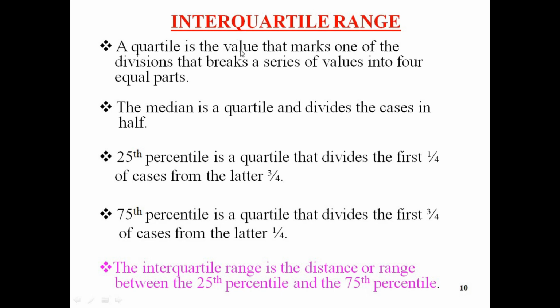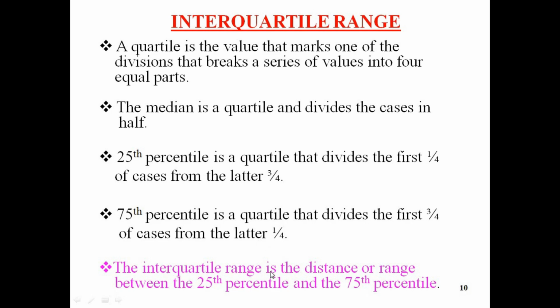A quartile is the value that makes one of the divisions that breaks a series of values into 4 equal parts. This is called a quartile. Then the median is a quartile and divides the cases in half. The 25th percentile is a quartile that divides the first 1/4 of cases from the later 3/4. And the 75th percentile is a quartile that divides the first 3/4 of cases from the later 1/4.